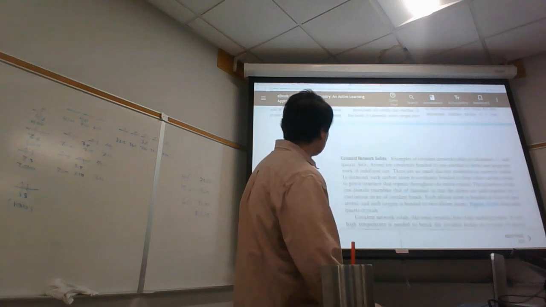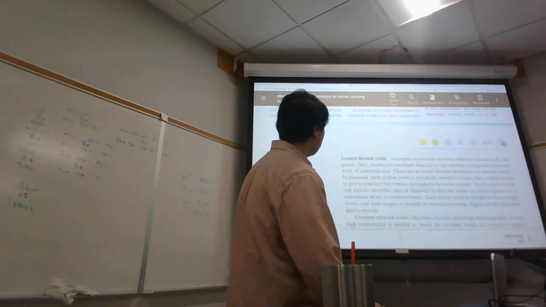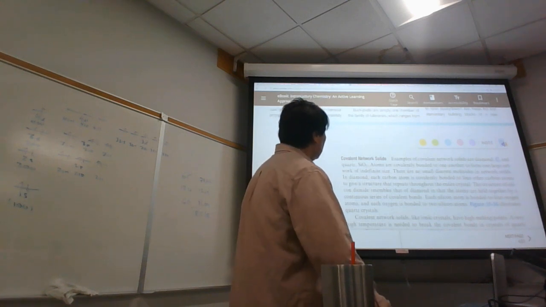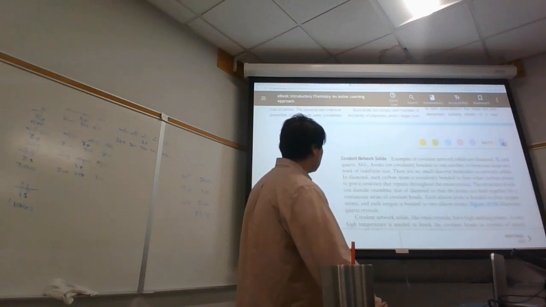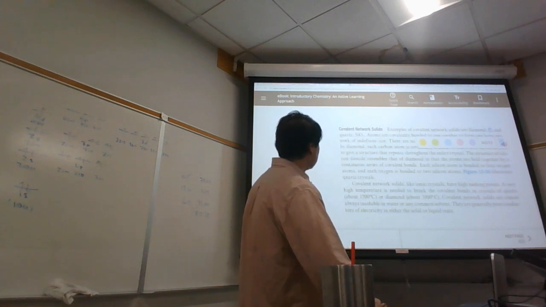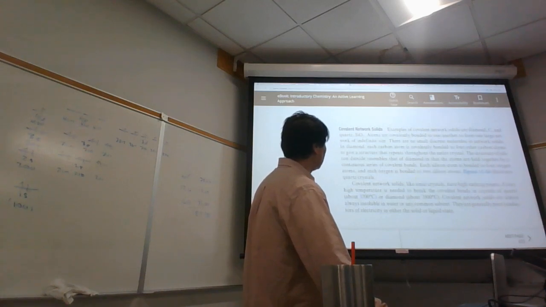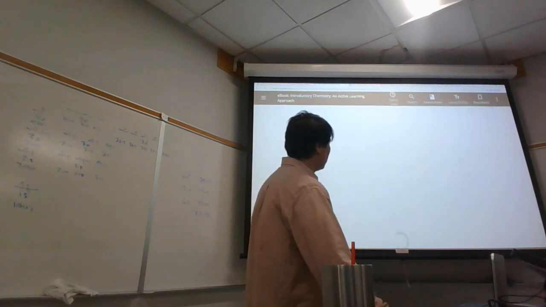We have covalent network solids. Covalent network solids are held together by covalent bonds. That would be like diamond, carbon-carbon bonds there. Quartz, silicon-oxygen bonds. Diamond and quartz have extremely high melting points, and they're really hard to break apart. Quartz melts at about 1700 degrees C. Diamond melts at about 3500 degrees C. So very strong forces holding them together. And so it's covalent network.